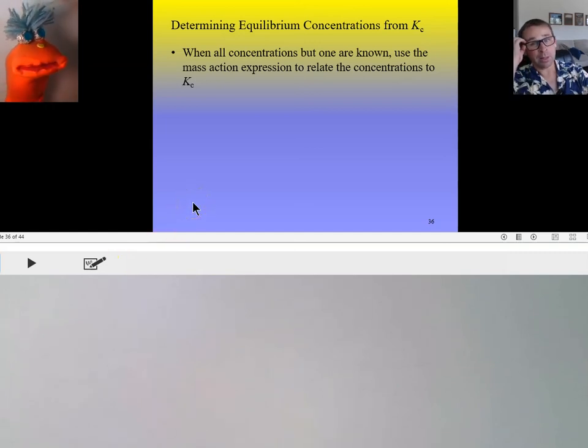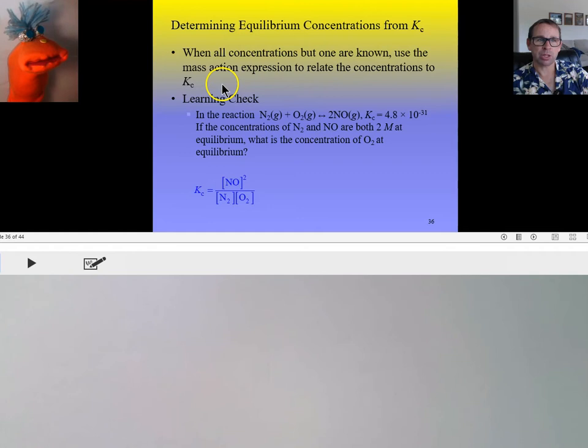All right. Another thing that we can do with our understanding of equilibrium constants and equilibrium concentrations and the mass action expression is that when all concentrations but one are known, we can use the mass action expression and K to identify what the missing concentrations are. So here's an example. We have a chemical reaction here.